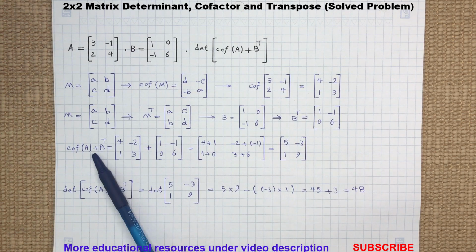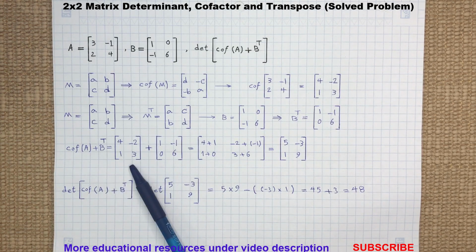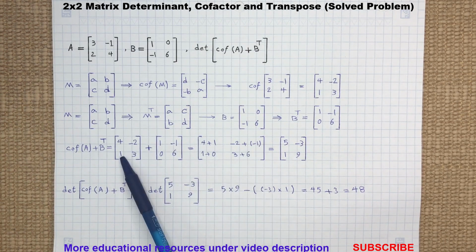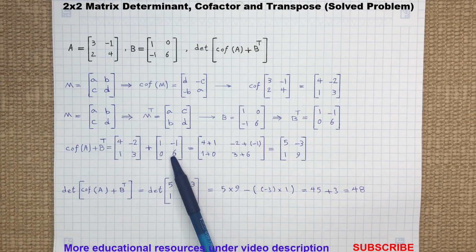The next step is to add the cofactor of A to the transpose of B. This is a simple addition because both matrices are 2 by 2, so the dimensions are the same. Therefore, we just add corresponding entries: 4 plus 1, -2 plus -1, 1 plus 0, 3 plus 6.